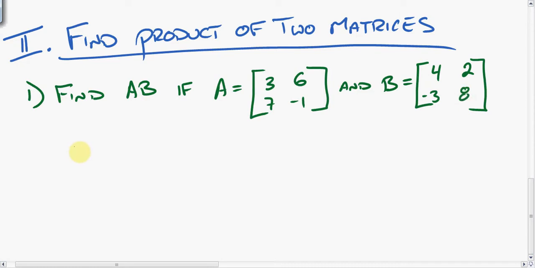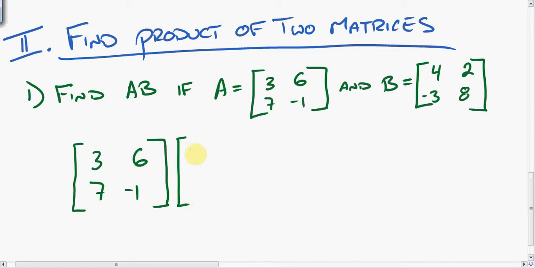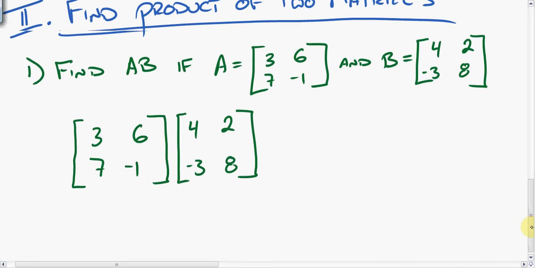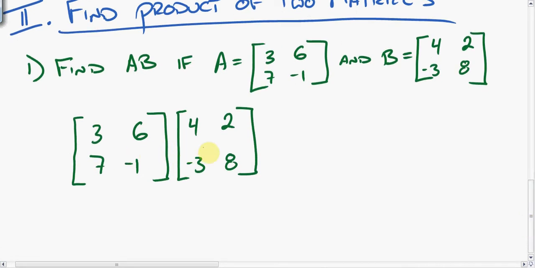I'm going to set up this multiplication problem by simply rewriting these two matrices. I've got 3, 6, 7, negative 1, and right next to it I'm going to have the matrix 4, 2, negative 3, 8. So they're right next to each other. There's no operation, so it's implied that it's multiplication. You won't see a times symbol or a dot. It's just going to be implied.